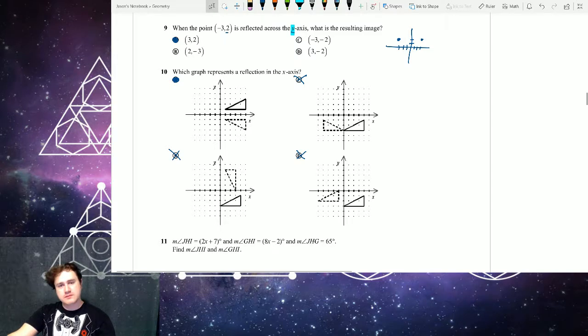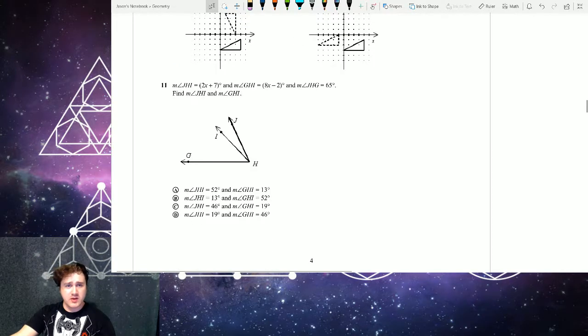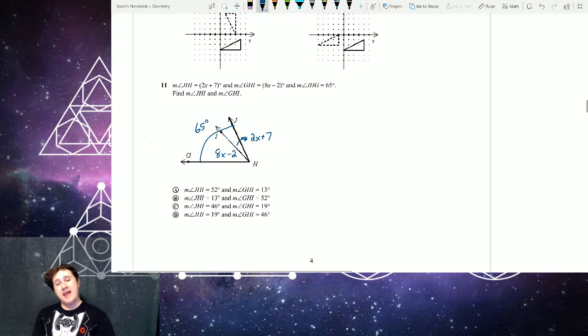Alright, that will then take us to number 11. So we're going to just fill in the blanks with what we have and use that from there. So JHI, it's this section here. We know that that is 2x plus 7. GHI is 8x minus 2. The entire thing is 65. So, angle addition postulate tells us part plus part equals a whole. So that's what we're going to do. 8x minus 2 plus 2x plus 7 equals 65.